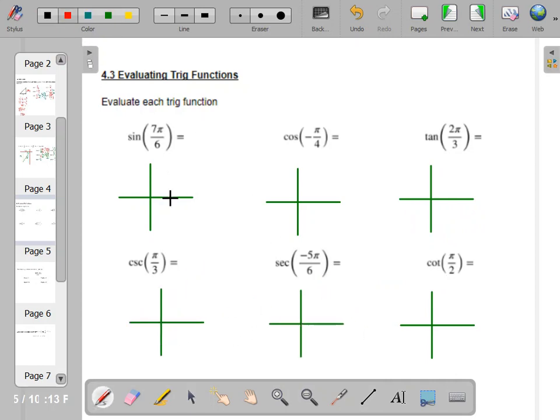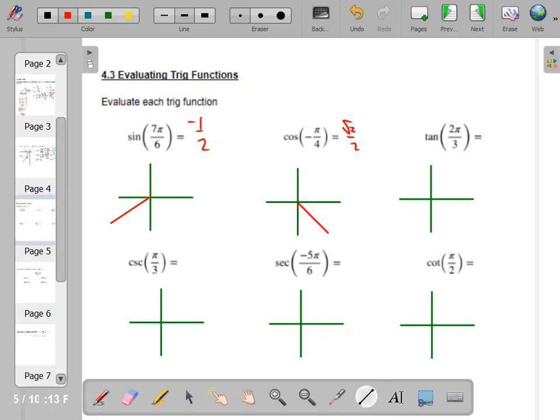So 7 pi over 6. This is so cool. This is 6 pi over 6, so that's one more than that. And sine is the y value. We're talking about a 30-degree reference angle. 30-degree reference angle would be 1/2. And since it's in the third quadrant, it is negative. Negative pi over 4, that means go clockwise. That puts us down here, 45-degree reference angle. Cosine is positive in the fourth quadrant.